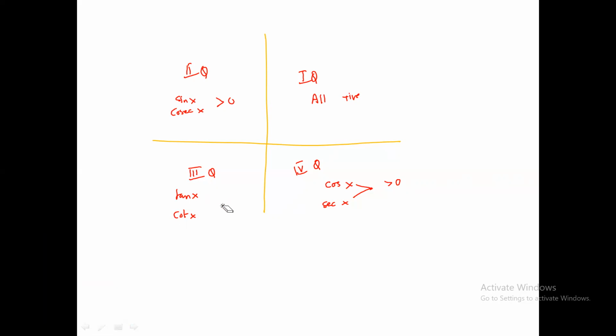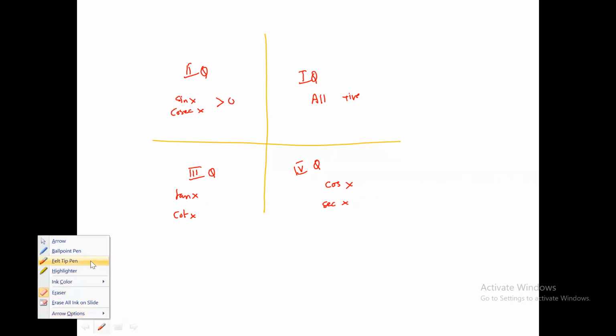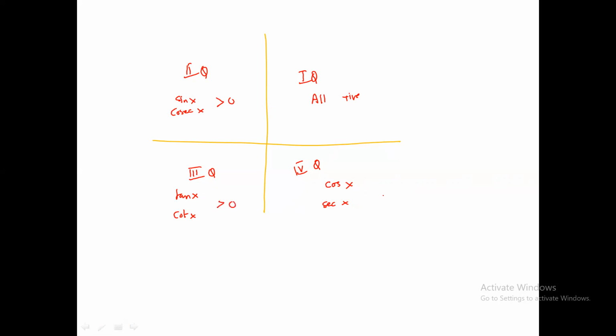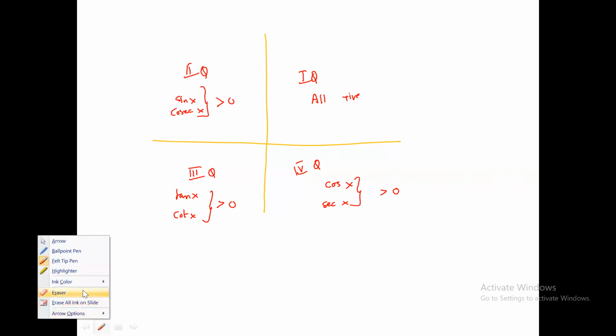That means these two are greater than 0. Positive means these two are greater than 0, these two are greater than 0, these two are greater than 0. Instead of that, you can remember it easily.